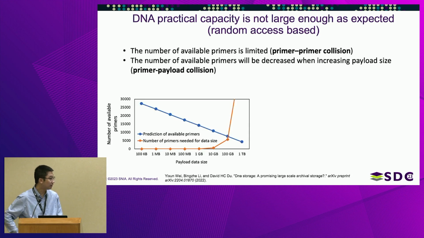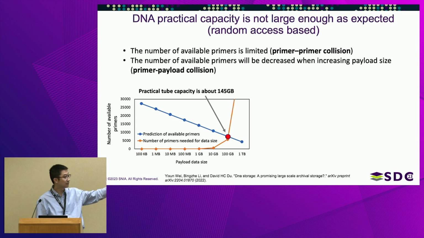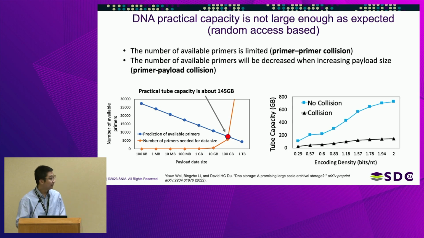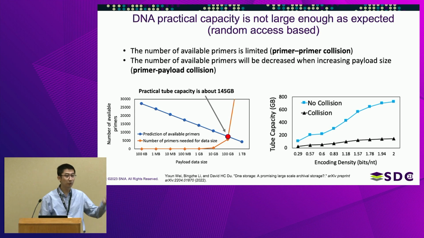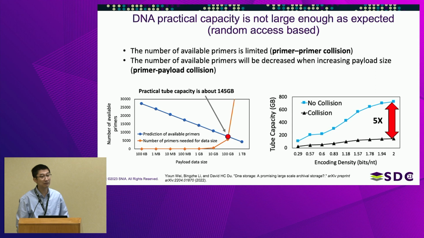Here are some simulation results you can see. If we increase the tube size or the payload data size, we find the number of available primers. Basically, the number of available primers decreases as the payload size increases, and the corresponding point is the practical tube size. Based on the simulation results, the practical tube capacity is about 145 gigabytes. This is another simulation result. We assume there are no collisions, and also we assume some collisions happen. Based on the result here, we can see there's a 5 times difference between the two curves. So based on this simulation result, you can see the practical capacity of DNA storage is not as large as you expected.